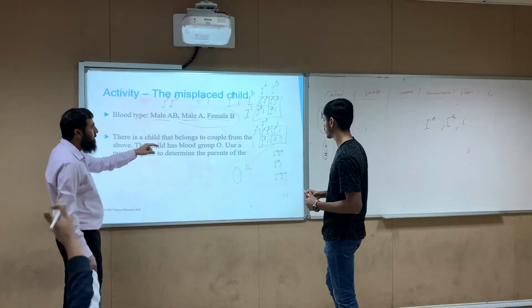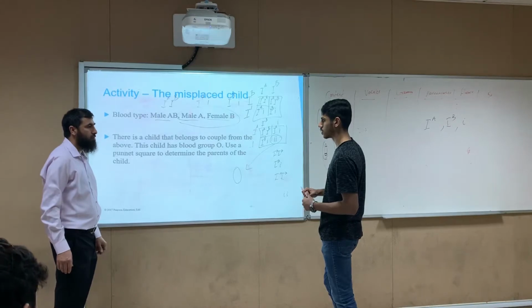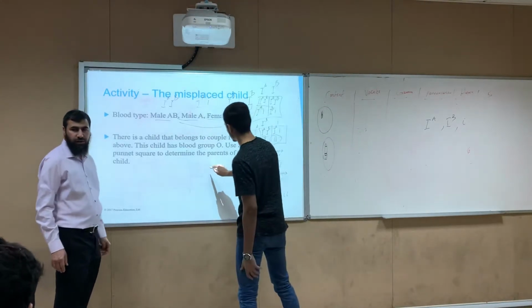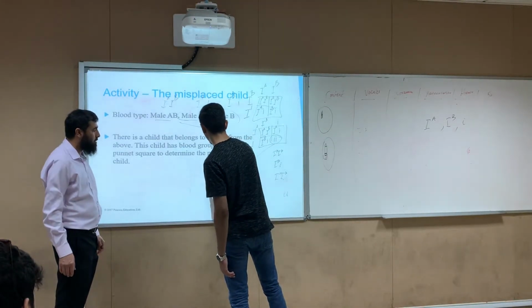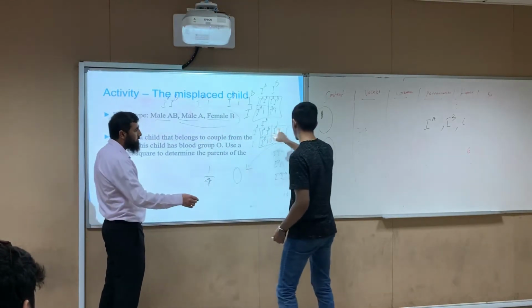So what's the phenotypic ratio for that? For the O. 1 out of 4, a quarter. Yeah, one out of four of the children. So yeah, 1 out of 4.